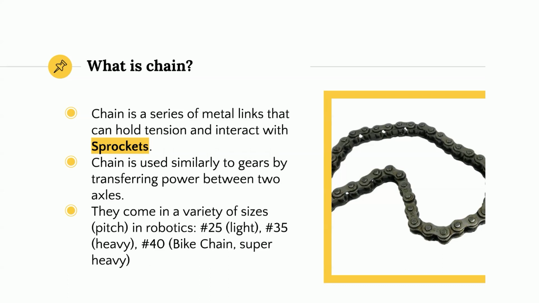In robotics, the most commonly used is number 25, which we use for lightweight purposes, number 35, which we use for heavyweight purposes, and number 40, we barely use this, which we call bike chain because it's used on bikes. And this is super heavy duty chain. The only time I can ever think of us using this is if we have a lift that needs to carry the entire robot. Other than that, number 40 chain is just super heavy, a waste of weight.